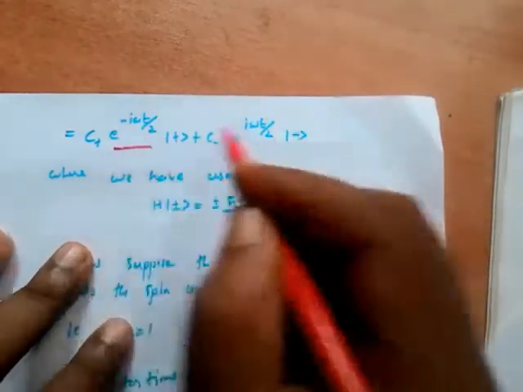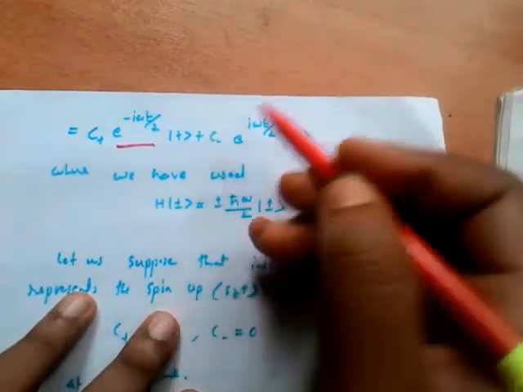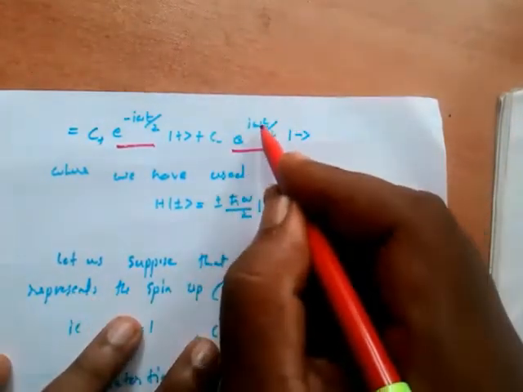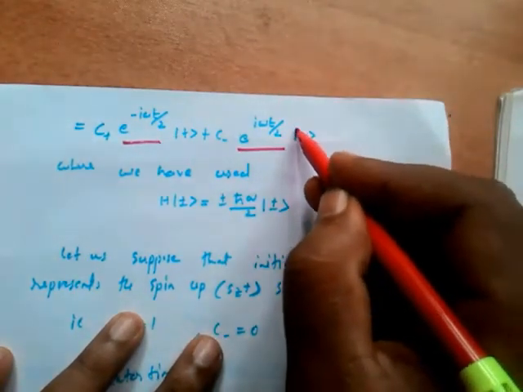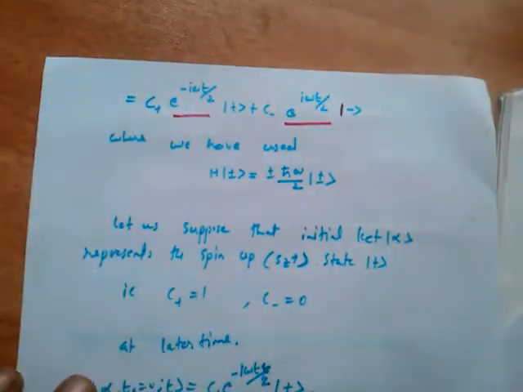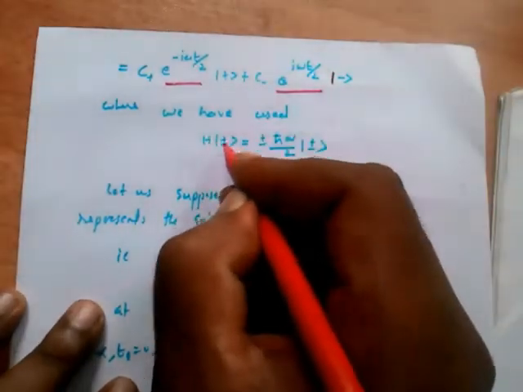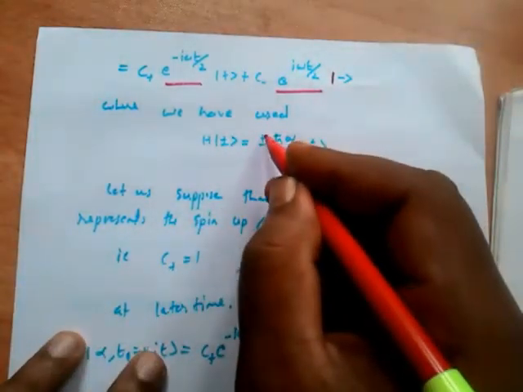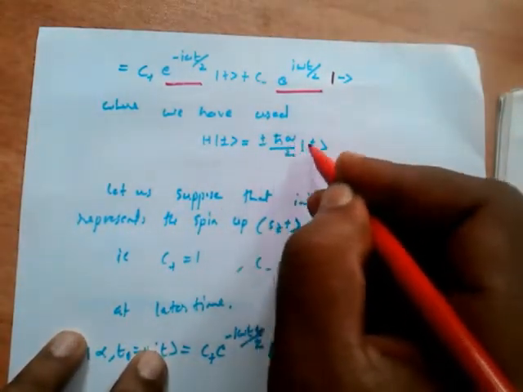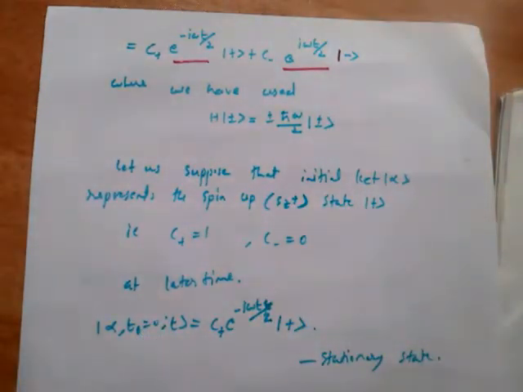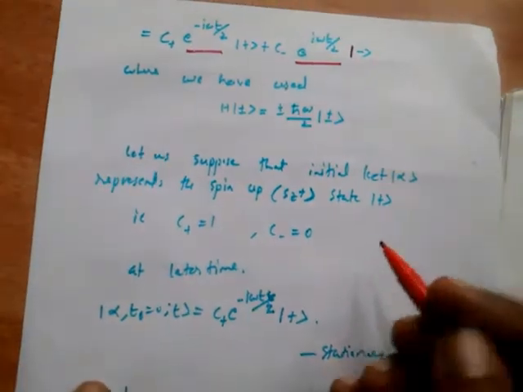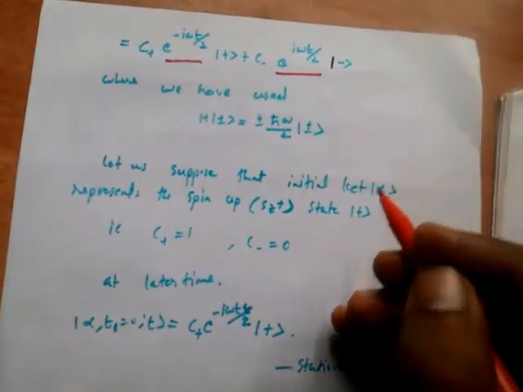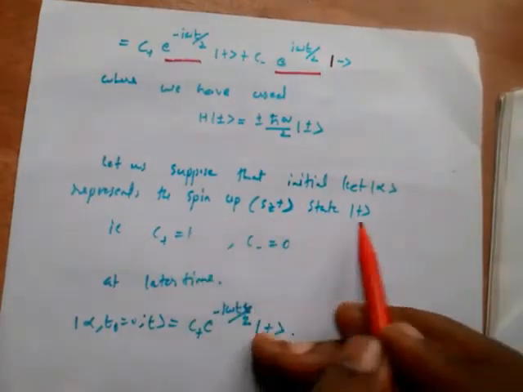This is the eigenvalue plus state, plus c minus e raised to plus i omega t over 2 on the minus state, where we have used H plus or minus equal to plus or minus h cross omega over 2. Okay, let us take this initial state. The initial state alpha represents a spin-up state.